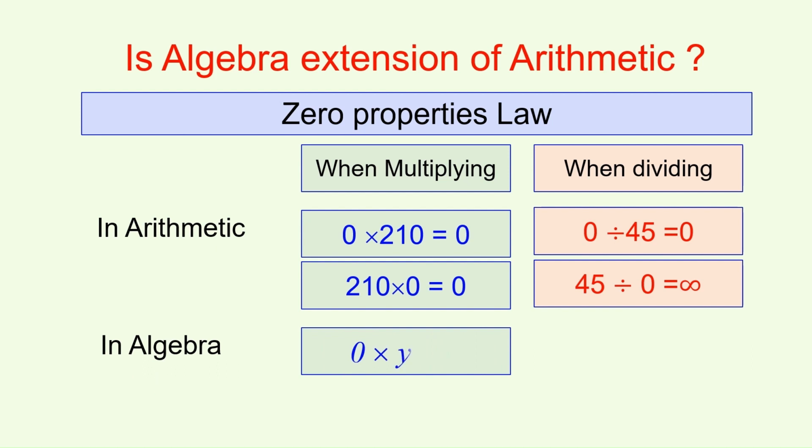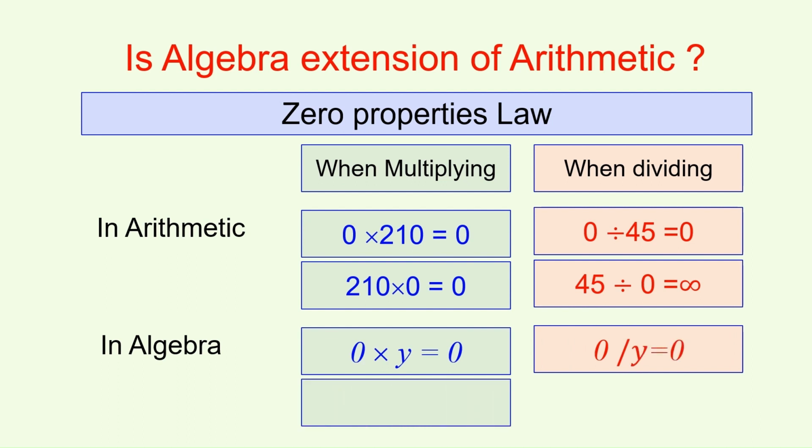Same in algebra. When 0 is multiplied by variable y or the variable y is multiplied by 0, the result is always 0. When 0 is divided by variable y, the result is 0. When the variable y is divided by 0, the result is infinity.